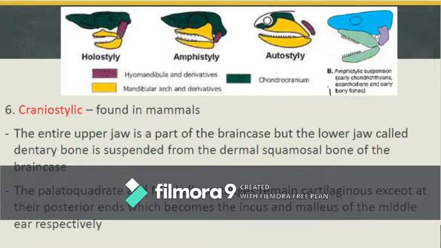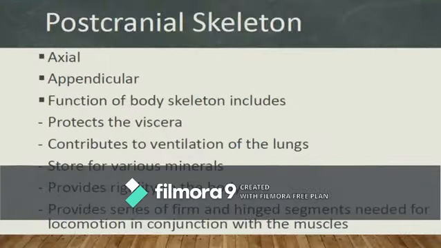Next, we have the sixth one, the craniostylic, found in mammals. The entire upper jaw is part of the brain case, but the lower jaw, called the dentary bone, is suspended from the dermal squamosal bone to the brain case. So since we are mammals, we have this type of attachment. Okay, next.